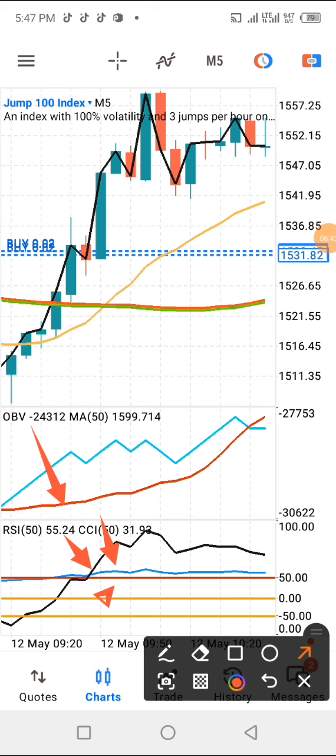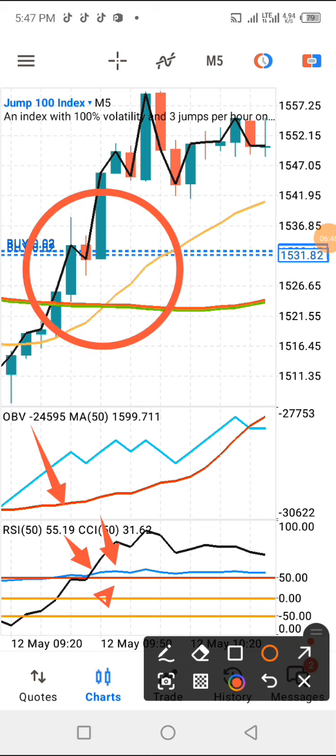So we are not only depending on this cross here. We want to see, is there volume for up move? If there's volume for up move, then we want to see the OBV, which is on-balance volume, above level 50. And if there's no volume, you'll be seeing it below level 50. In addition to that, again, we want to see the level at which our RSI is operating. Is it below level 50 or above level 50? So at this point, our RSI was above level 50.